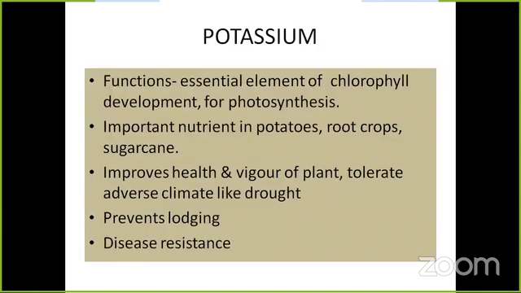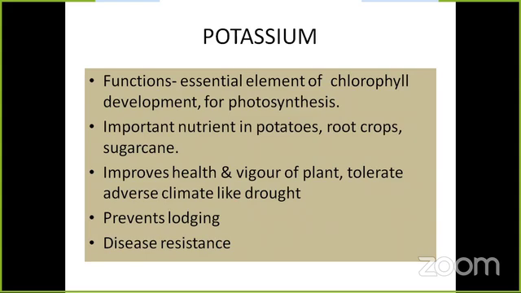What are the functions of potassium? Essential element of chlorophyll development for photosynthesis. Important nutrient in case of potatoes, root crops, and sugarcane. See, because root crops, again, there is high quantity of starch manufactured and stored in potato. Although it is a stem, underground stem, there also a lot of starch is stored in case of potato. Sugarcane, it is sugar, which is also a carbohydrate. It also demands potassium. Improves health and vigor of plant.